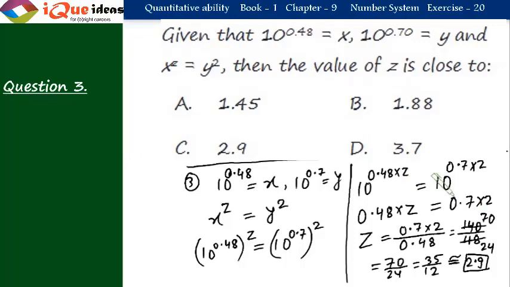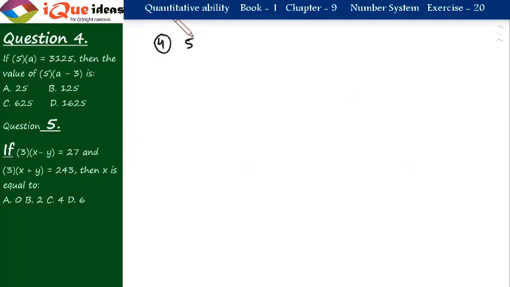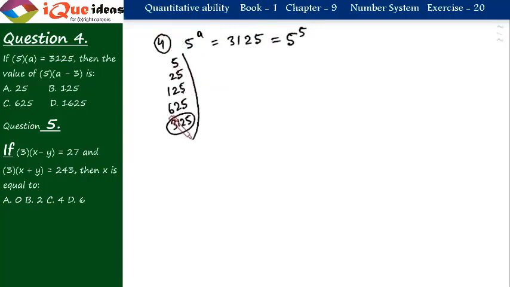Then let's take up the next question, question number 4. It says 5 raised to the power a is equal to 3125. From here only, if you check the powers of 5, 5 raised to 1 is 5, 5 raised to 2 is 25, 5 raised to 3 is 125, 5 raised to 4 is 625, 5 raised to 5 is 3125. Here 3125 is given, so we'll straight away write it as 5 raised to the power 5. Right? The bases are the same, so that means we get a equal to 5.